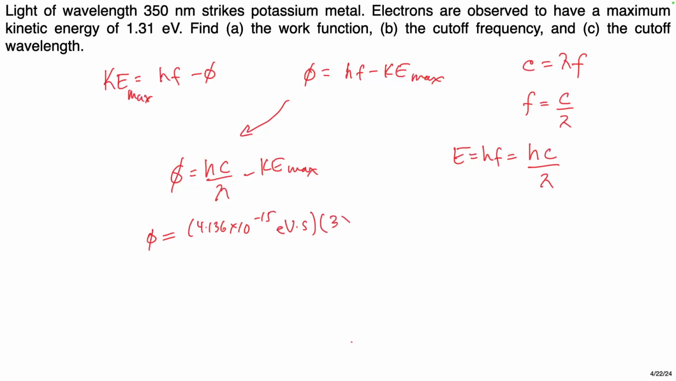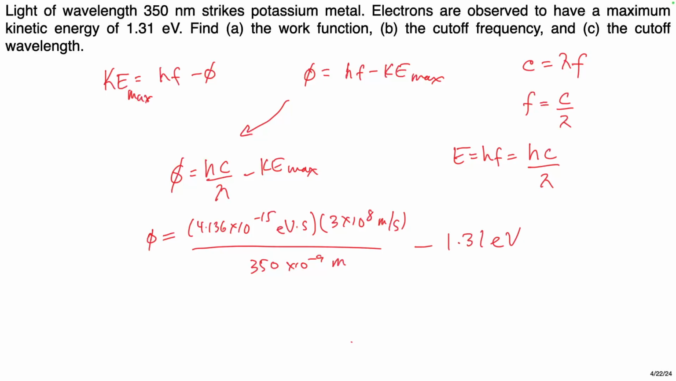Speed of light, 3 times 10 to the 8 meters per second, so I'm going to put that one in standard units. And then I'm going to divide by 350 times 10 to the minus 9 meters. You'll notice I'm still putting things like nanometers, right? I'm writing it out as the full thing times 10 to the minus 9, getting it into standard units of meters. Okay, so that's my first term right there, minus 1.31 electron volts.